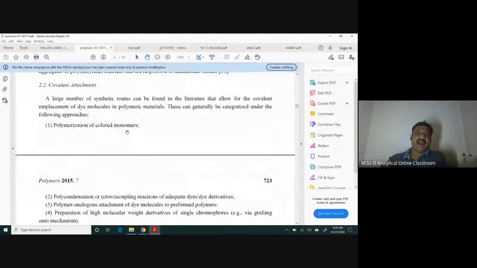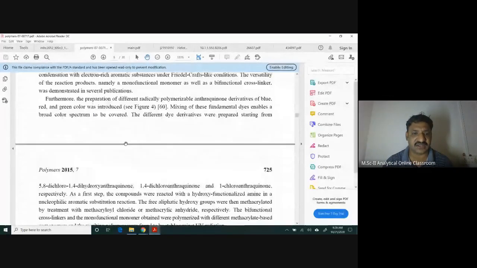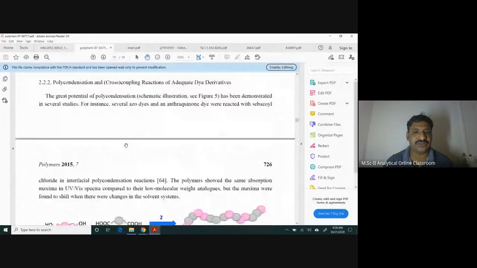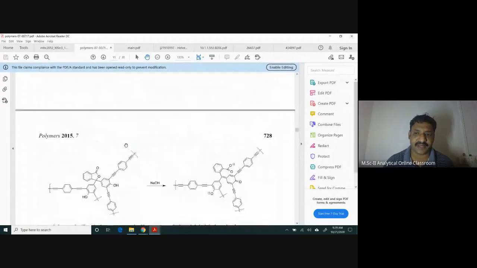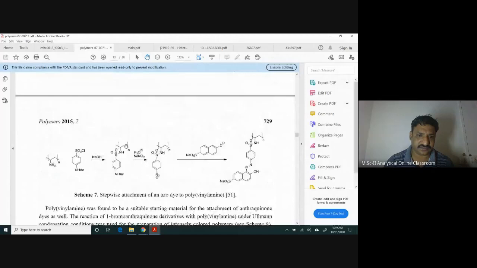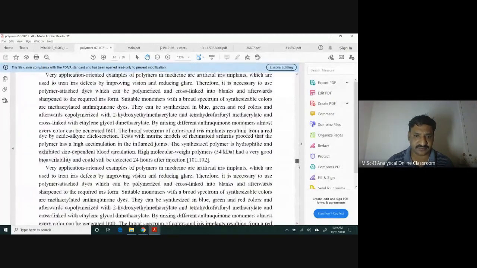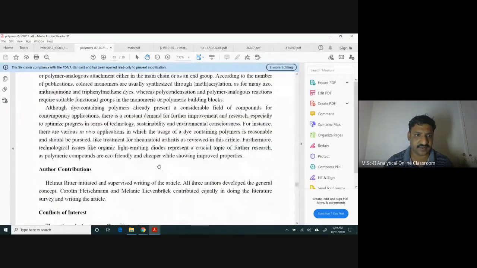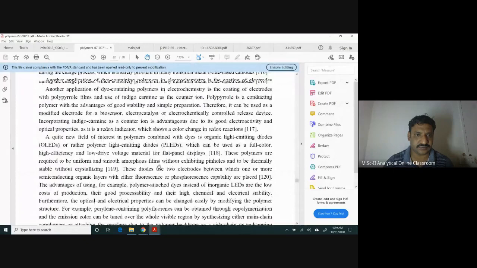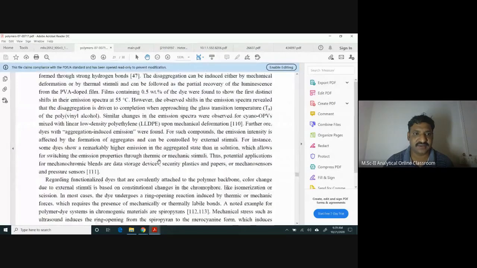Okay, and after that you have to see that all the mechanism and preparation are there, but we don't require them. We just take the structure of indigo and where it is applicable. So its application part is here. So you have to say electrochemical and optoelectronic applications.